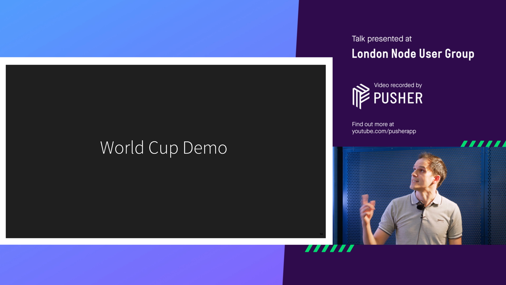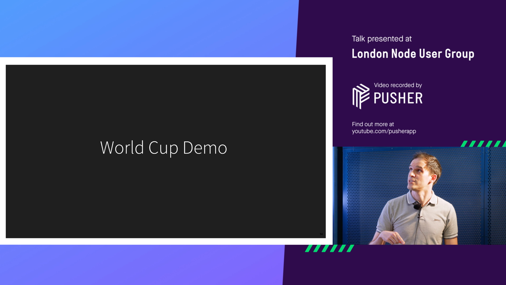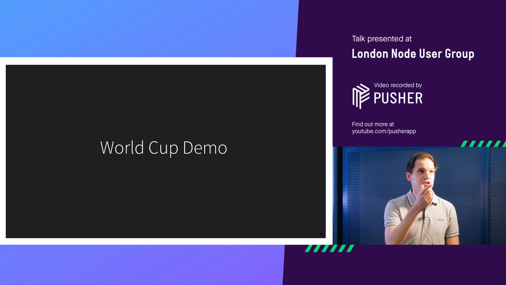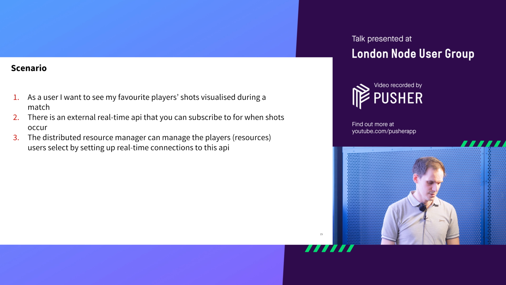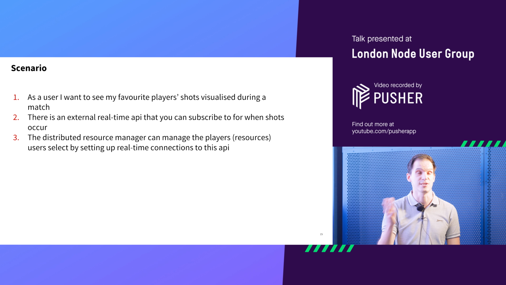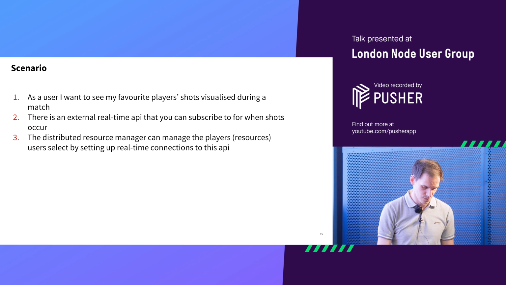So I'm going to give a quick demo of the resource manager now. As it's the World Cup, I thought I'd do a shameless tie-in with the World Cup. The scenario is that as a user, I want to see my favorite players' shots visualized during a match. There's an external real-time API that you can subscribe to for when shots occur. And the distributed resource manager will manage the players the users select, and then set up real-time connections to this API.